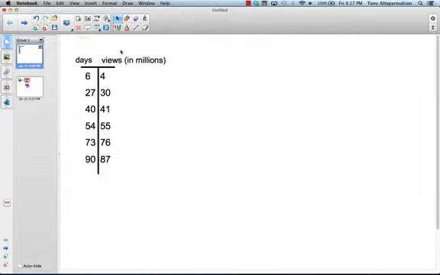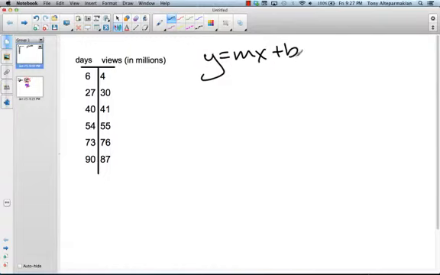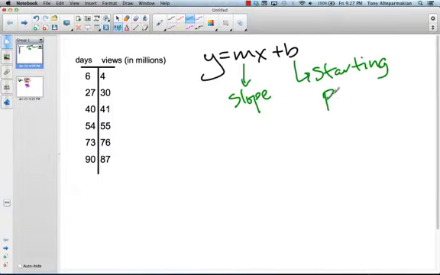So let's go back and take a look at a linear relationship with this data. We know that a linear relationship follows the model y equals mx plus b, where m is my slope, it's how fast it's moving, it's like a speed, and b is what we have defined in class, what you guys have picked up on, as the starting point. So which one of these can we figure out first? Well, we can figure out slope by looking at that as delta y over delta x.